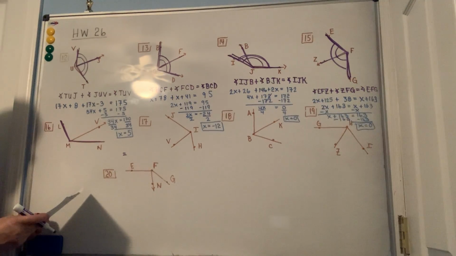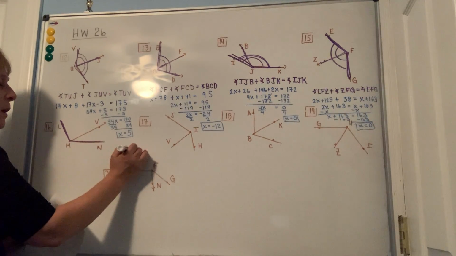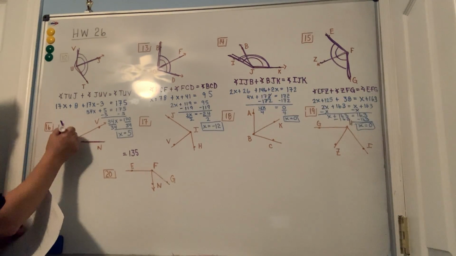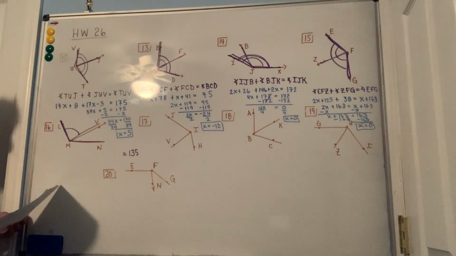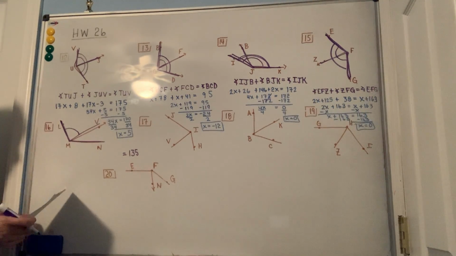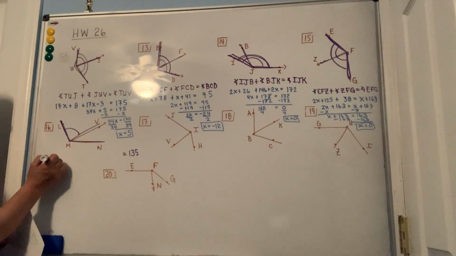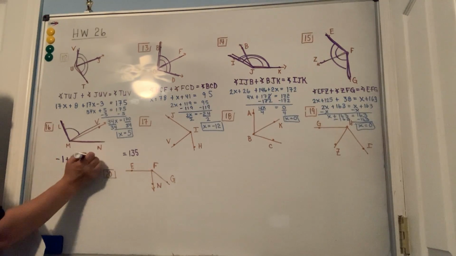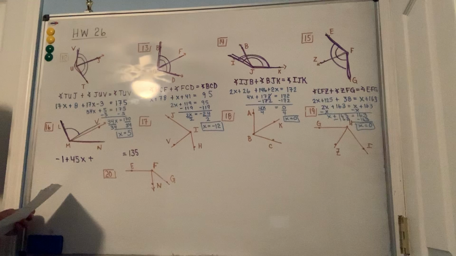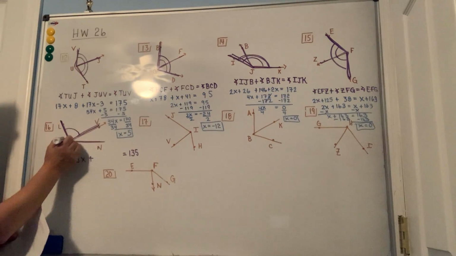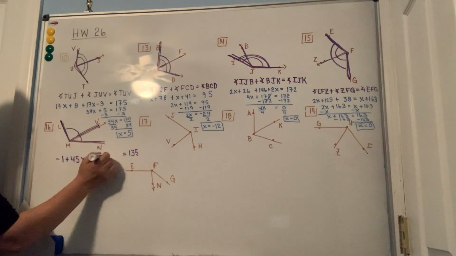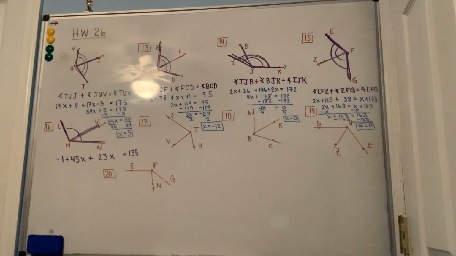That is 135. That's the total. Then it says, for the second one, LMV. That's one of the small ones. Oh, I keep reading the wrong one. It is negative 1 plus 45x. You have to add the other small one to that. So the other one says angle VMN, and that's the other small one. And it tells you that it's 23x. And if you can solve that equation, you have the answer.